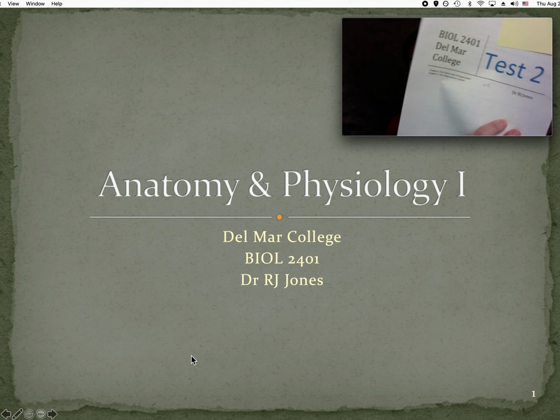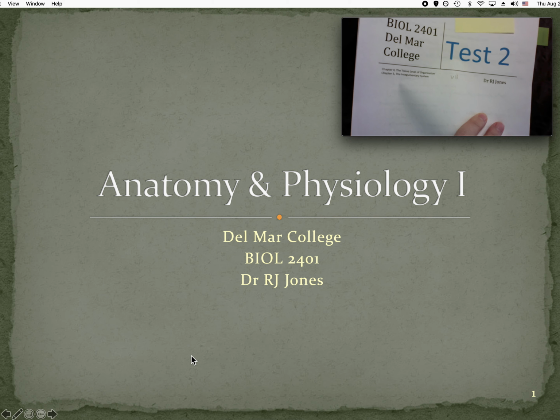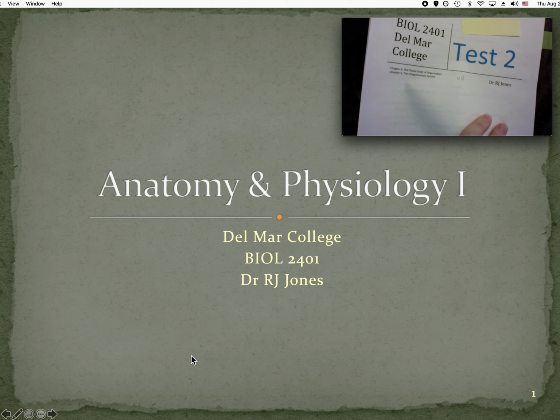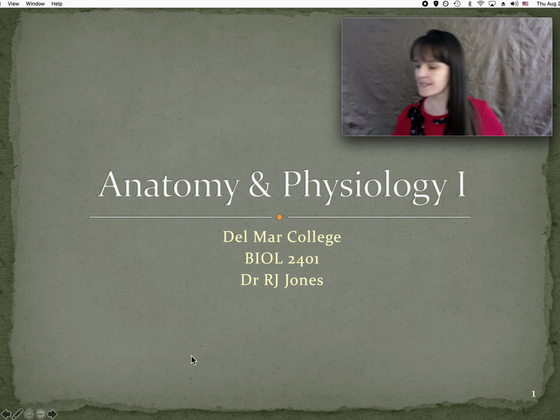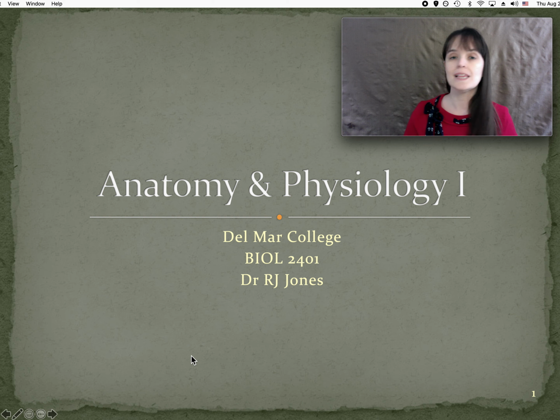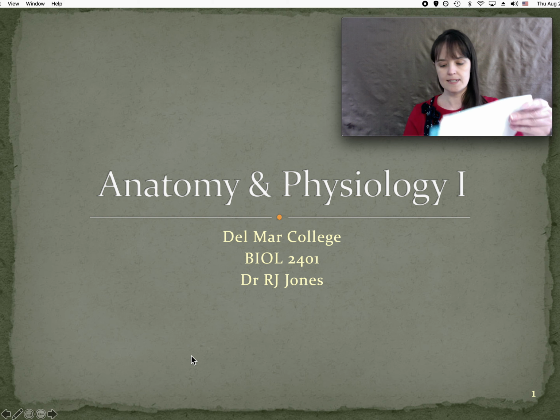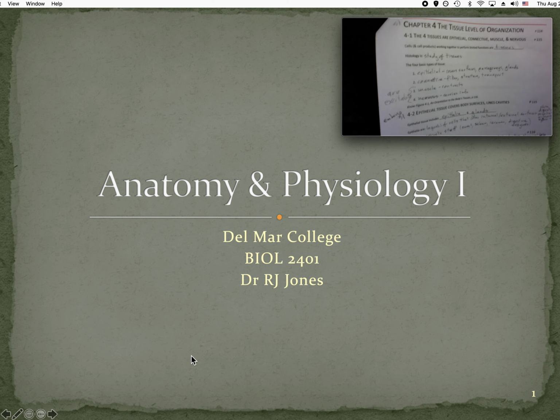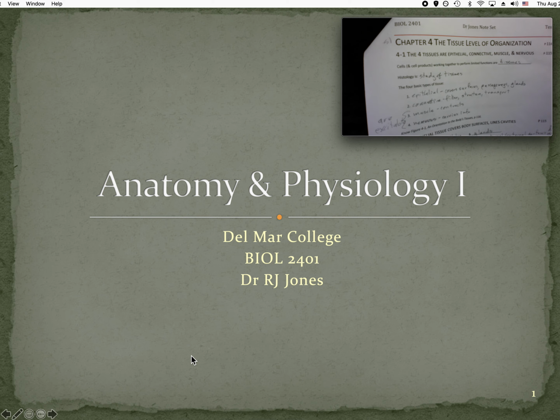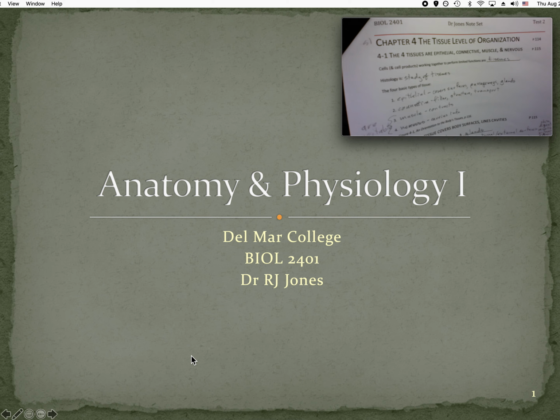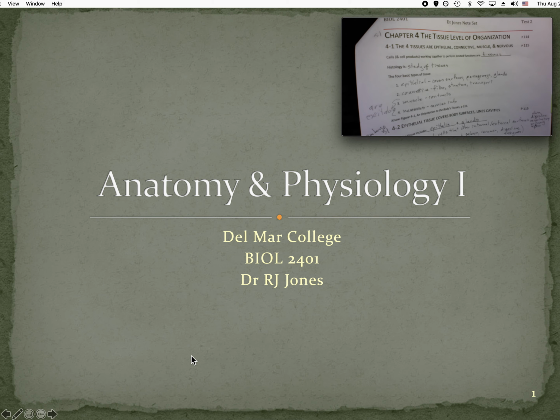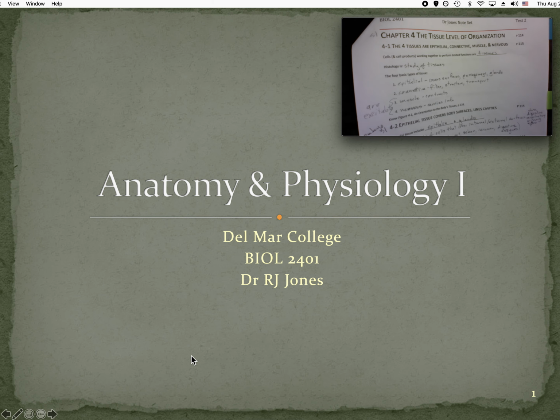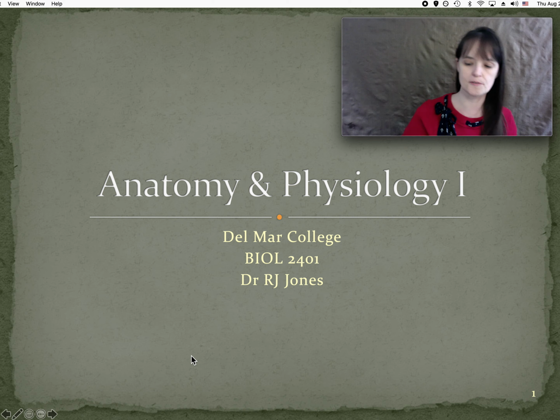So for Test 2, we are covering Chapter 4, the tissue level of organization, and Chapter 5, the integumentary system, which is the skin and hair and nail and glands and stuff like that. So let's dig in. We will start at the top of page 2. We're starting Chapter 4, the tissue level. So there are 4 tissues: epithelial, connective, muscle, and nervous tissue.